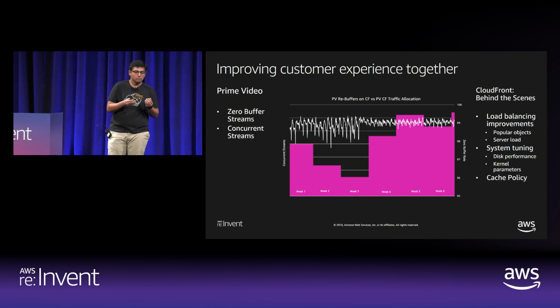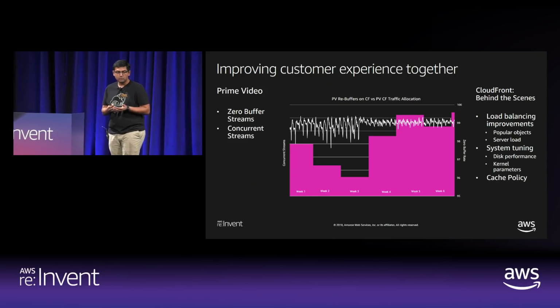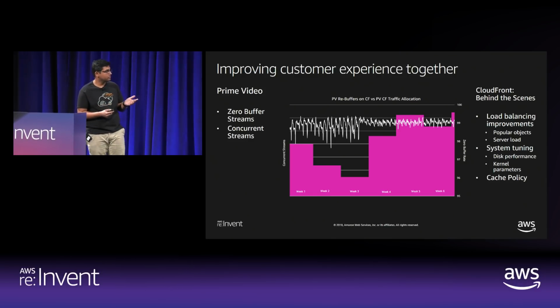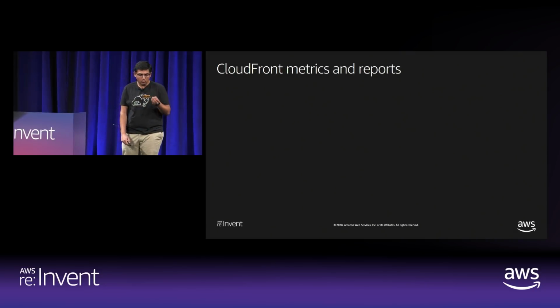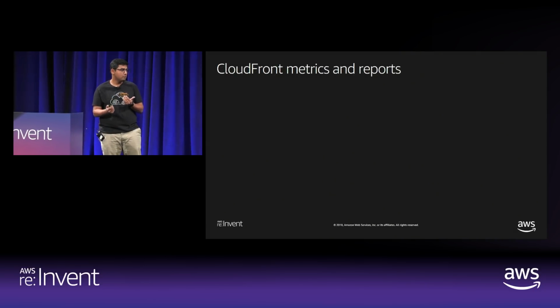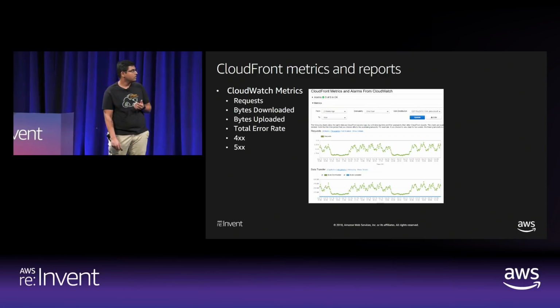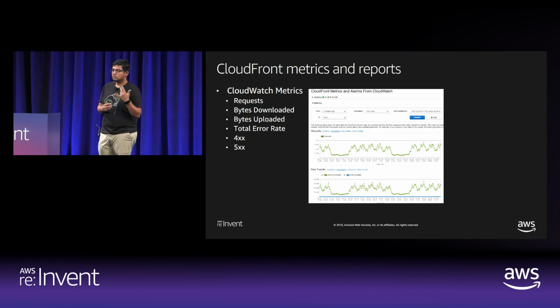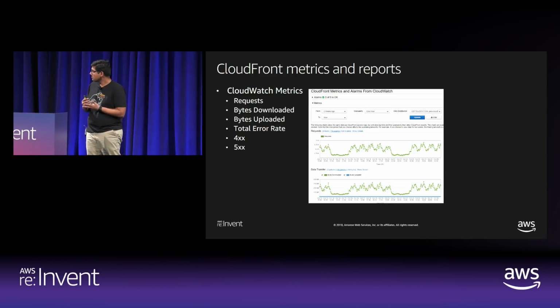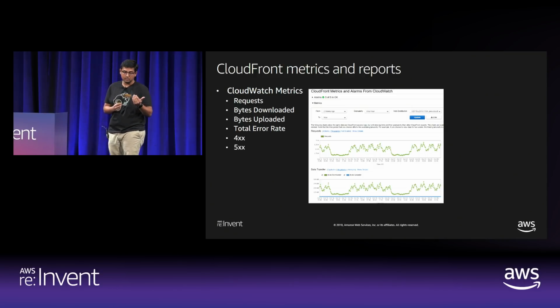Now, to help us narrow down on this issue, not only were the client-side metrics useful, but Prime Video also used a number of server-side metrics that CloudFront provides. So what are really these metrics? And these are available for every CloudFront distribution. To start with, CloudFront publishes metrics to CloudWatch, which includes metrics on requests or bytes or errors. Now, these are published near real time, so they can be used to understand the operational health of your CloudFront distributions.